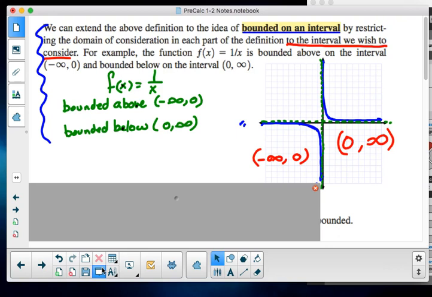I have to restrict the domain to talk about it being bounded on either side. Now, with that said, wow, I didn't know I could change colors. I've got to figure out what tap does that.